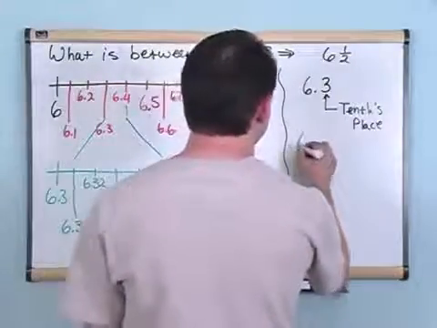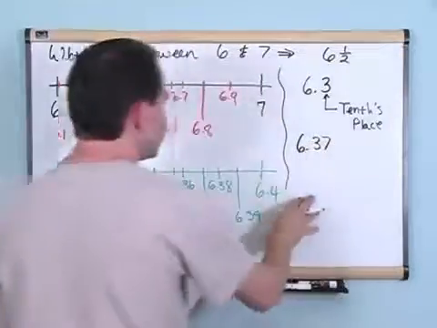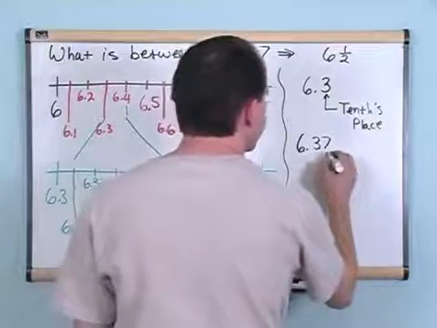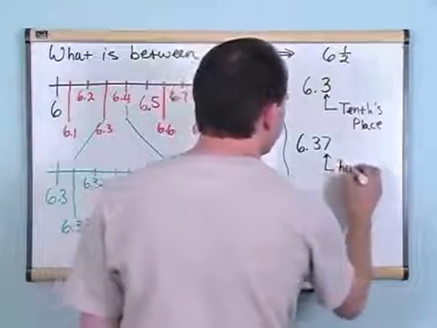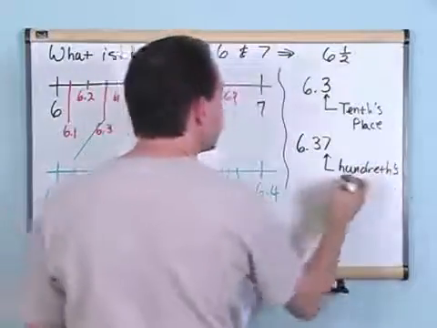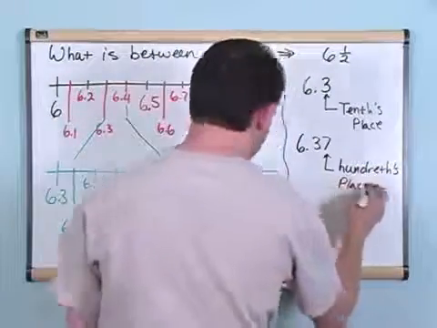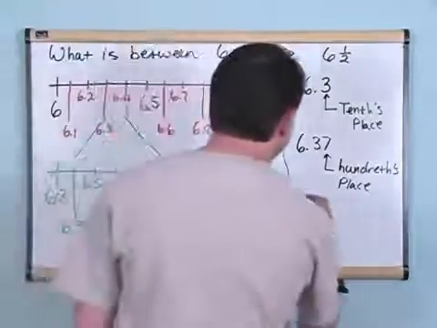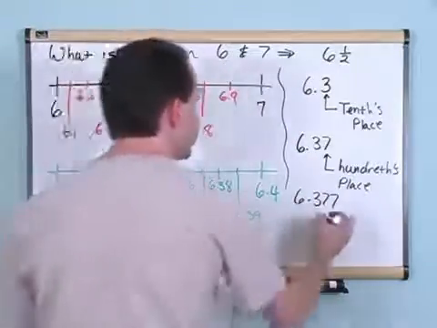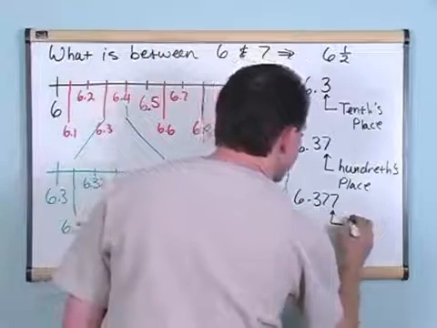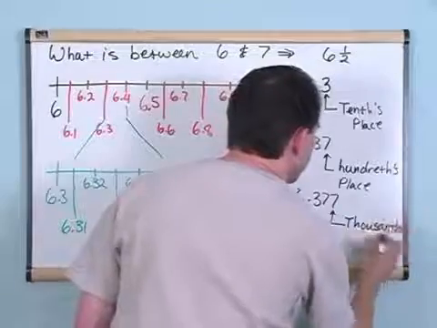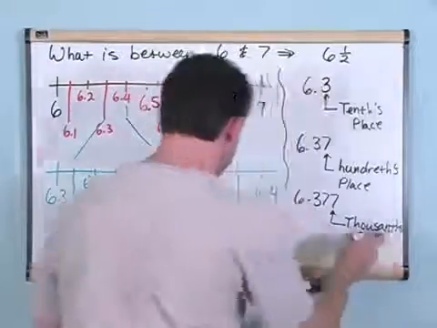So if you had a number like 6.37, remember this first digit is called the tenths place. Well, this second digit is called the hundredths place. Okay, and then if you had something like 6.377, if you added another digit here, then this last digit would be called the thousandths place, and so on. Okay?